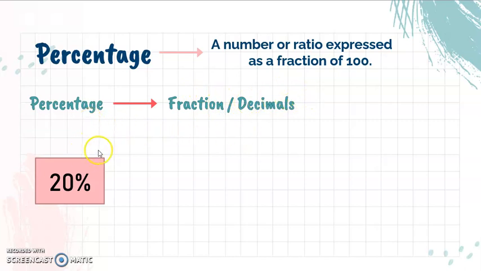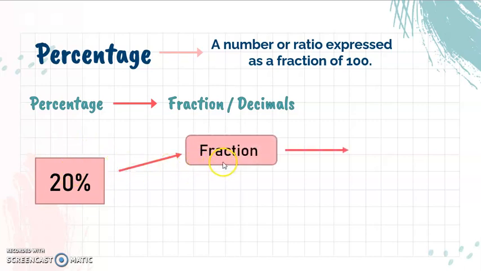Let's see this example. For example, we have 20% here. How do we convert it to fraction? As we know, percentage is a fraction of 100, so we change this into a fraction of 100, you'll get 20 out of 100. Next, you simplify this fraction. In this case, I divide both numerator and denominator by 20. And then the answer, I'll get 1 out of 5.